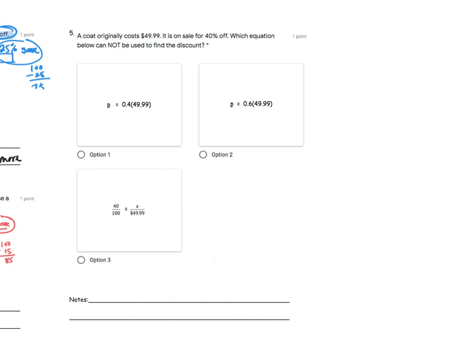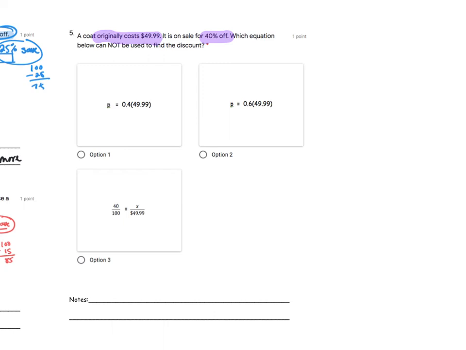So first of all, let's go back and highlight information. Originally cost $49.99. It's on sale for 40% off. And which one cannot be used to find the discount. So let's decide which one can be used to find the discount. And I'm going to use this area down here to do some of the work.